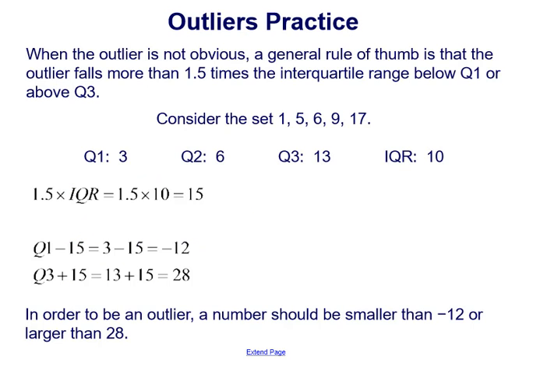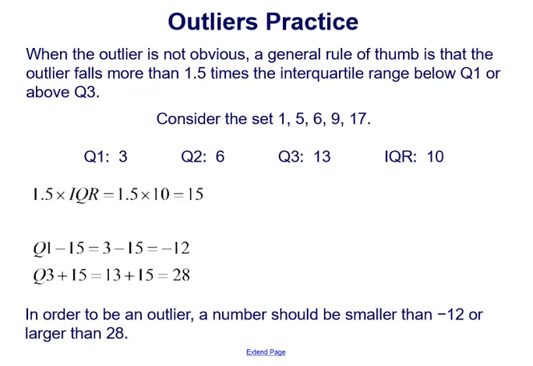So when it's not as obvious, it takes some practice seeing what it means to be relatively larger or smaller. So when an outlier is not obvious, a general rule of thumb is that if the outlier falls more than 1.5 times the interquartile range below Q1 or above Q3, it's considered an outlier. And that's confusing in itself.